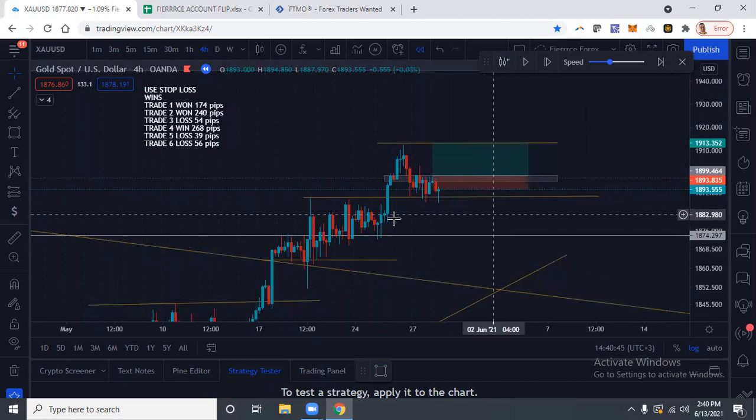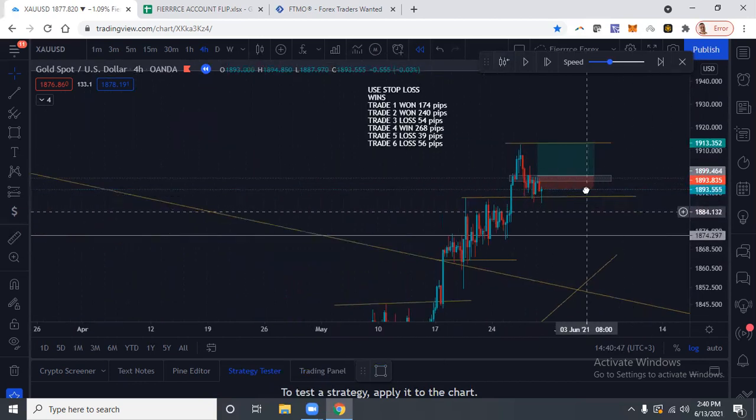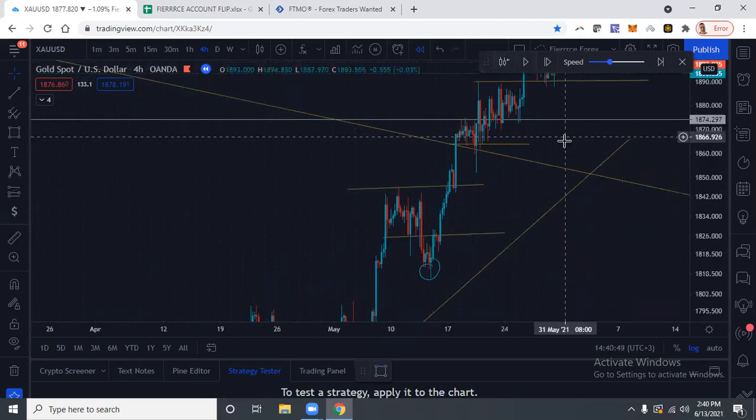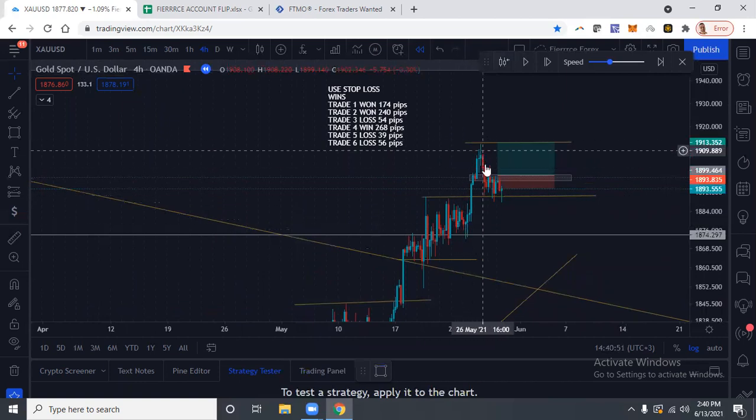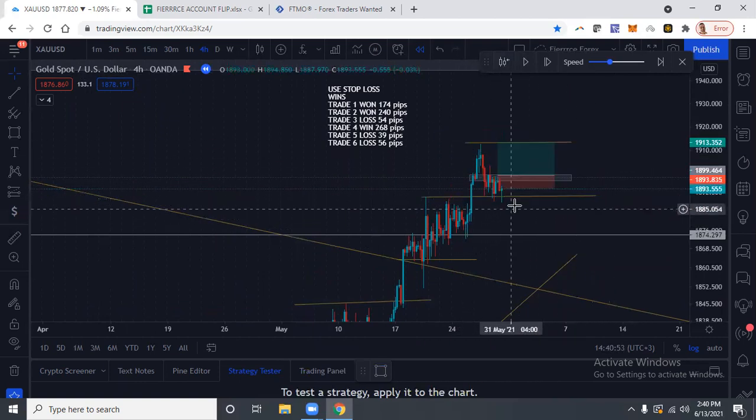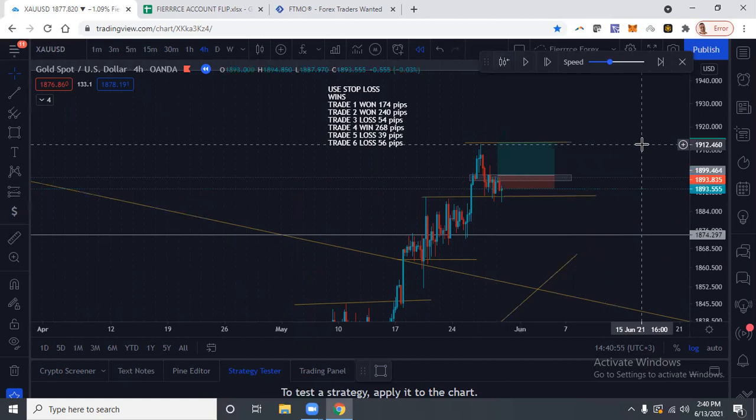So that's that. This is what I want you guys to notice. Price has pushed up and it's retesting this level here, and it keeps rejecting.